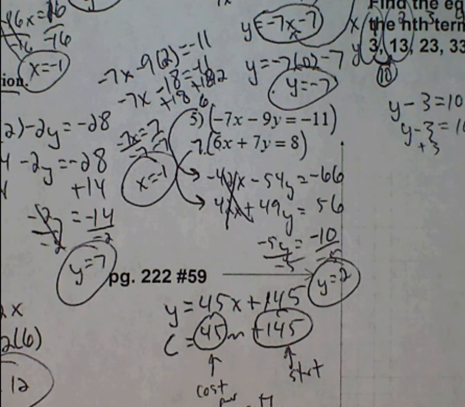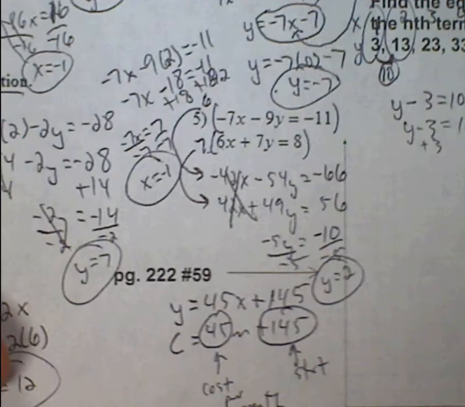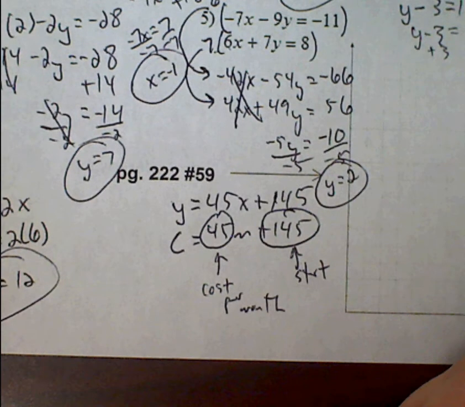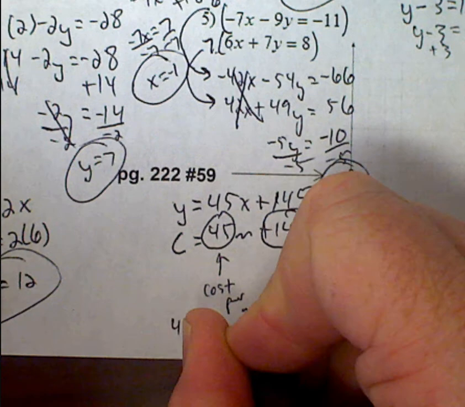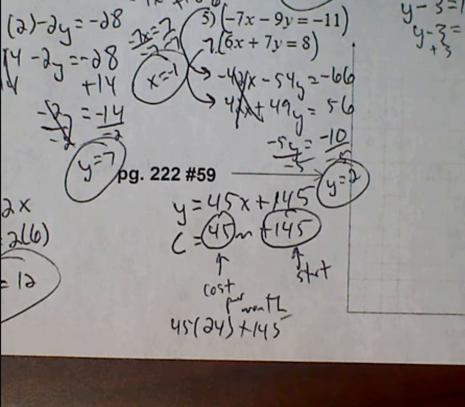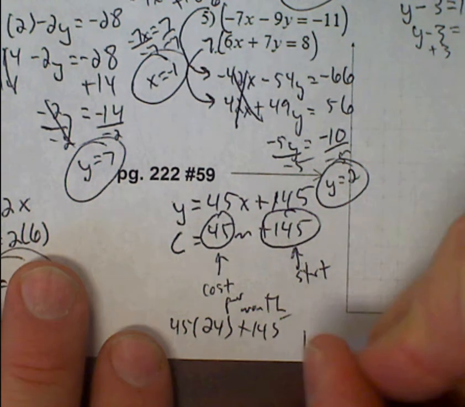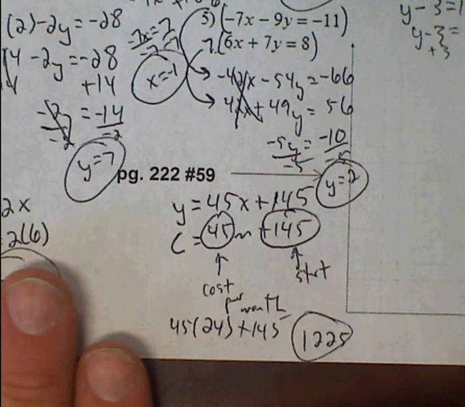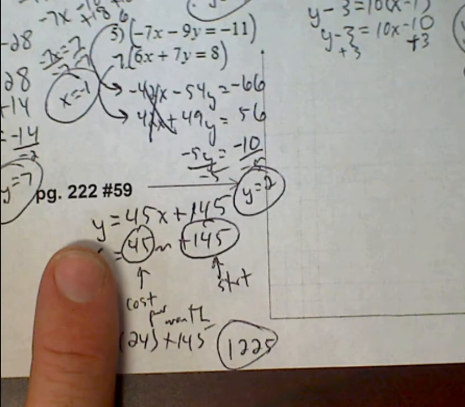Okay? It says, what is the cost of a 2-year membership? M stands for month. If I need 2 years, that's 24 months. 45 times 24 plus 145. So let me go ahead and figure that out. So 45 times 24 plus 145 gives me $1,225.